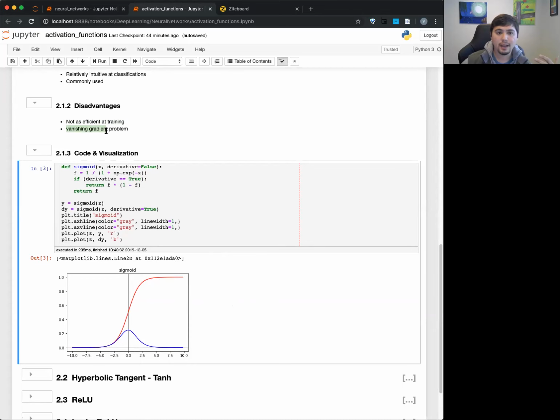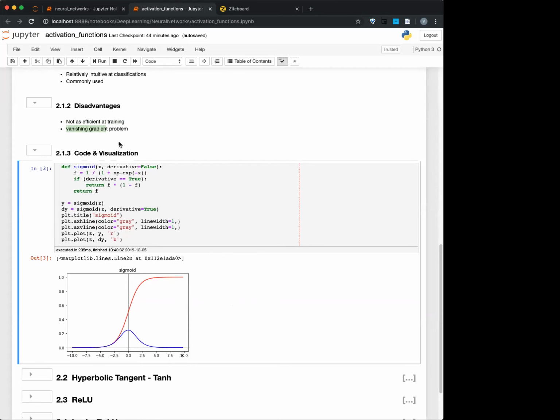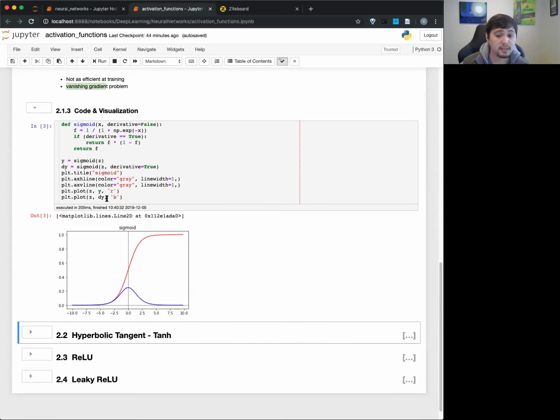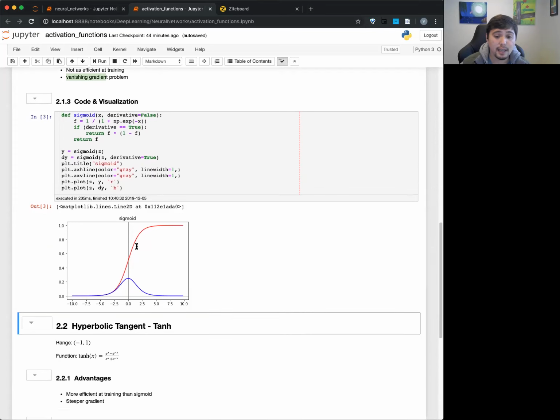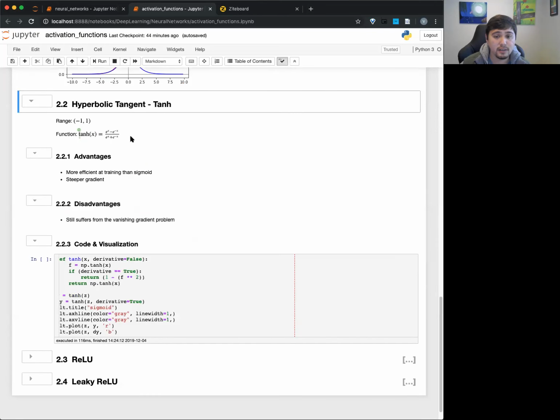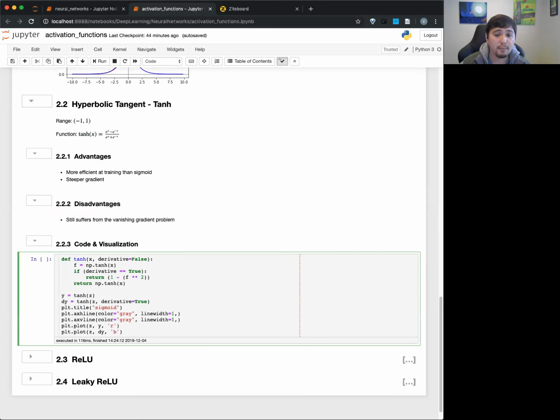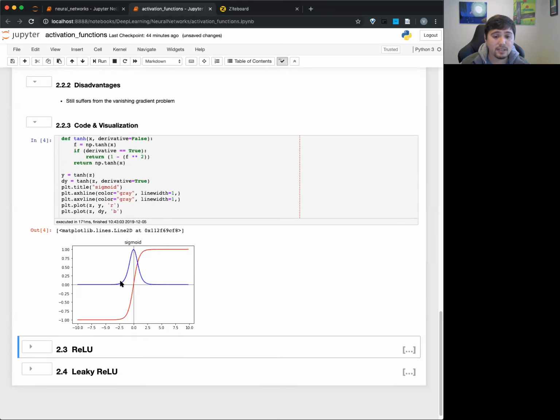So one improvement from this is the hyperbolic tangent, usually tanh. This is the actual formula for it. We'll go from -1 to 1. But the really nice thing about it is that it's going to have a steeper gradient. If you notice this gradient in blue, you can see it's much steeper, goes up to 1 here.